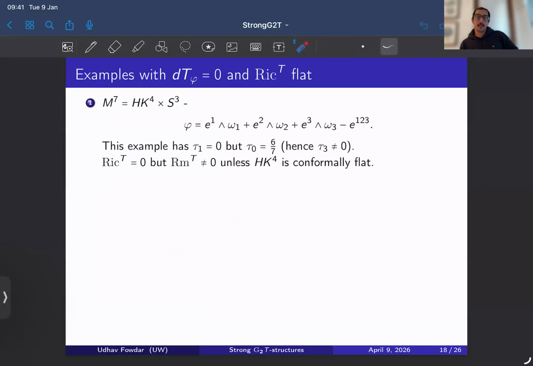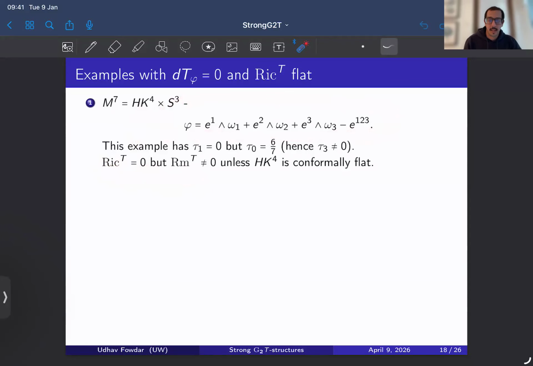So let me tell you about some examples now. The simplest example you can have is if you take a hyperkähler manifold, or you can take the flat torus if you wanted, and an S3. On S3, you define the left invariant one-forms E1, E2, E3, and you pair them naturally with the hyperkähler triple, omega 1, omega 2, omega 3, on your hyperkähler manifold, and you can define a G2 structure here by this formula.